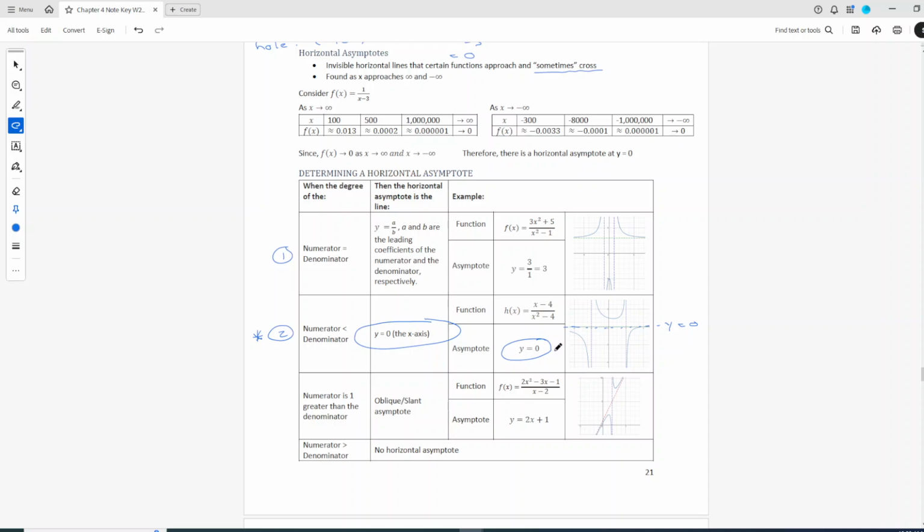And the reason it's y equals 0 is that if your denominator is bigger, then you're always going to have something divided by something bigger. And so you're going to be approaching 0.